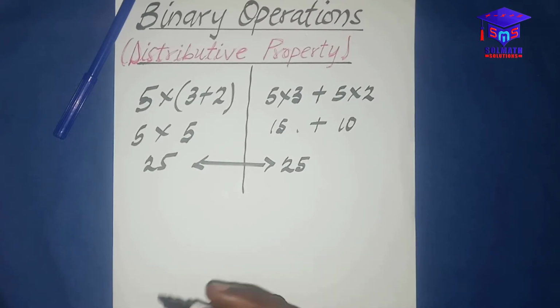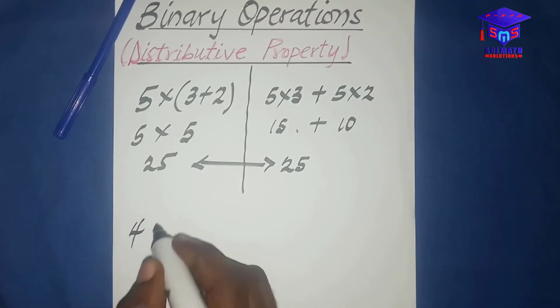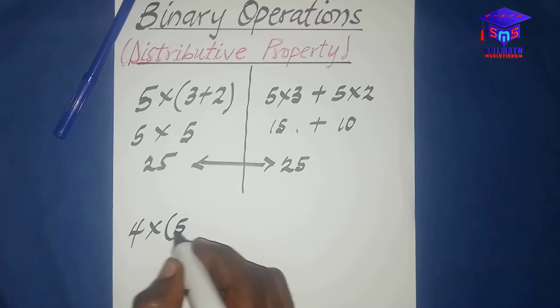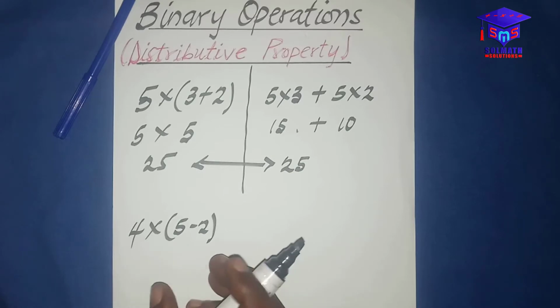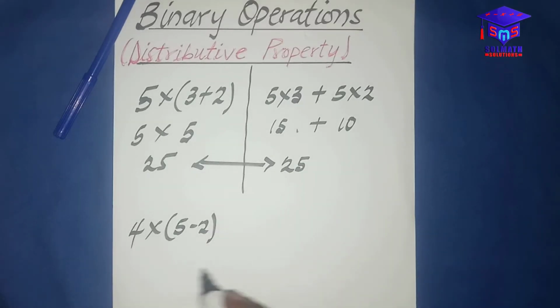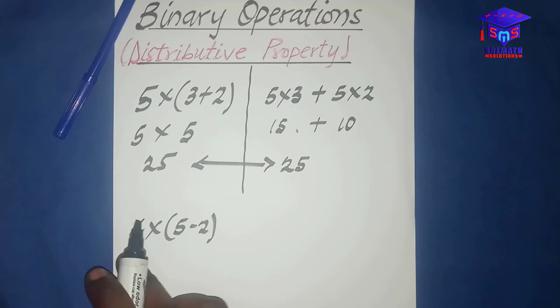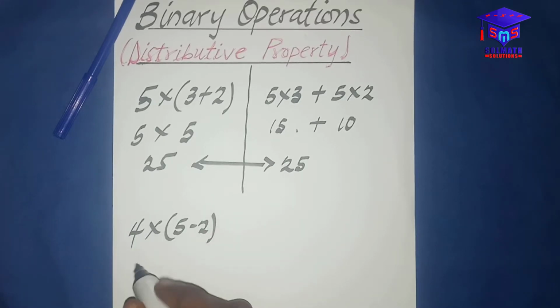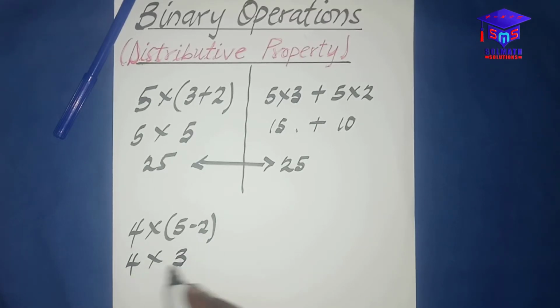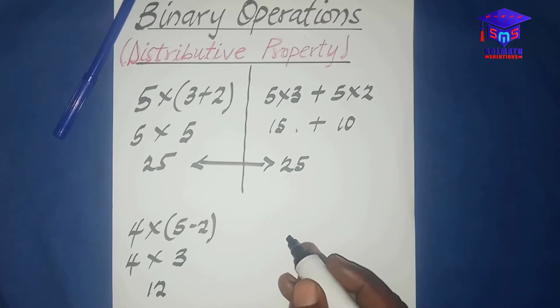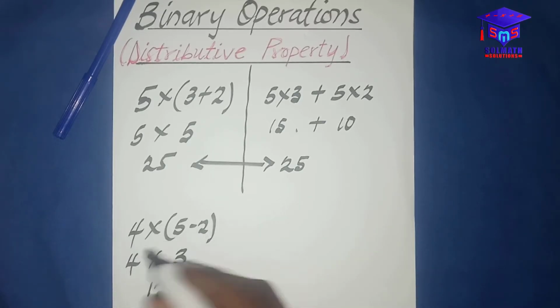We can also have, let's say, 4 times 5 minus 2. We can simplify this using the basic order of operation method we know, by multiplying the 4 by the group of quantity we have over here. So 5 minus 2 is 3, which gives 4 times 3, which is what? 12. Good.